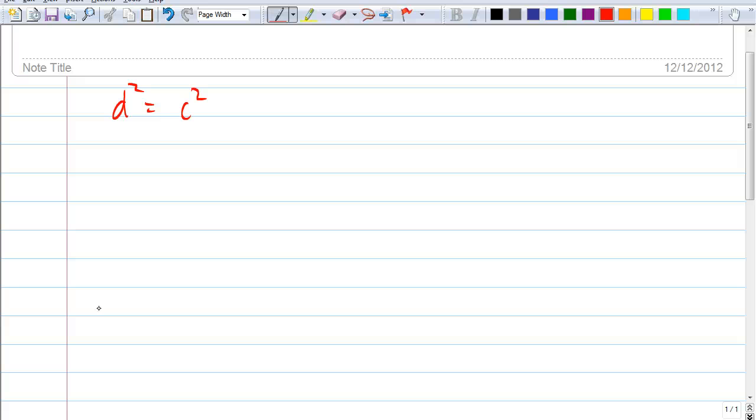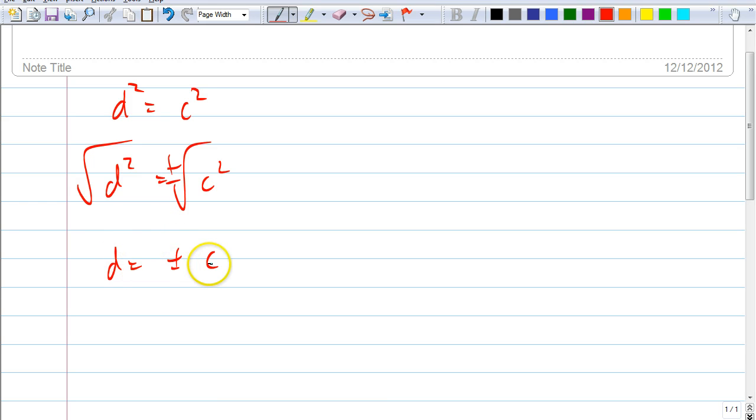You take the square root. Yeah, you could take the square root of both sides, and whenever you do, you have to write plus or minus. So let's take a square root. That's a shortcut. Square root both sides. Okay. We get plus or minus on the right side, so we get D is equal to plus or minus C. Correct? Because they cancel out.